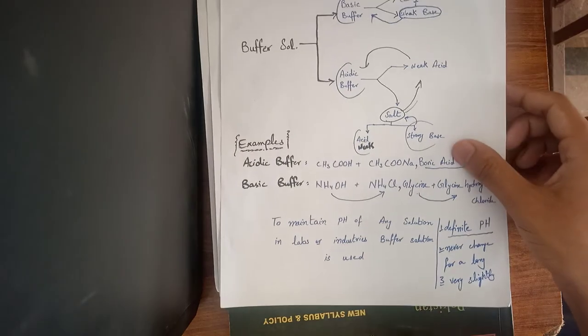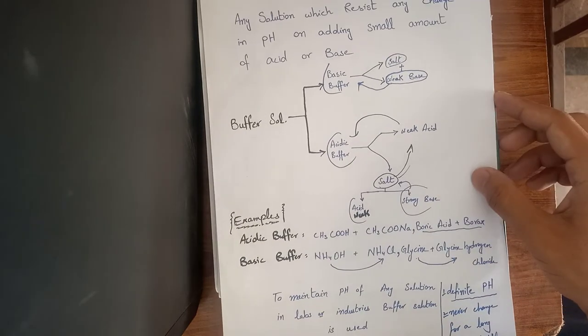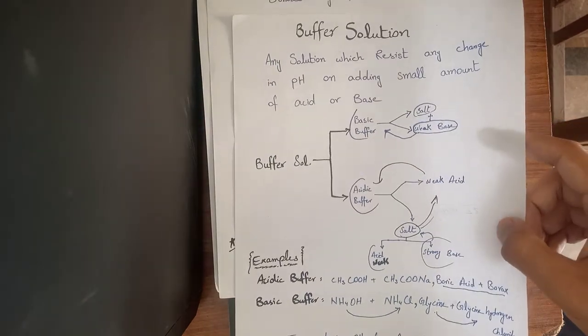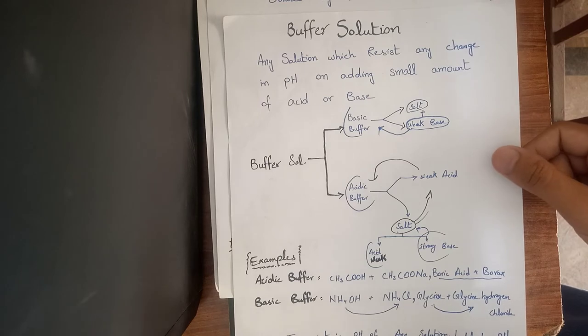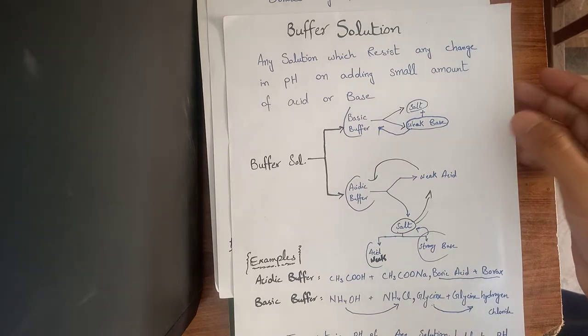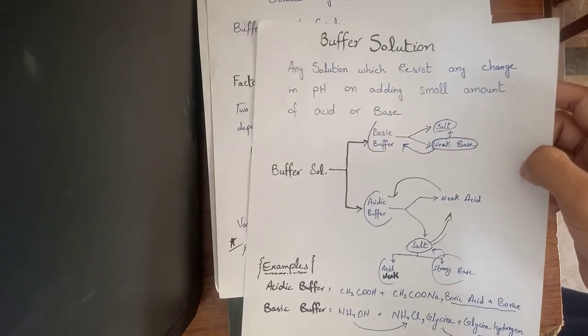Buffer solutions are also used in industries for chemical manufacturing, for dyeing fabrics, and also for fermentation processes. All these processes use buffer solution to maintain the pH. Basically, the purpose is to maintain the pH. Where we need to maintain the pH of any solution, we use a buffer solution there.